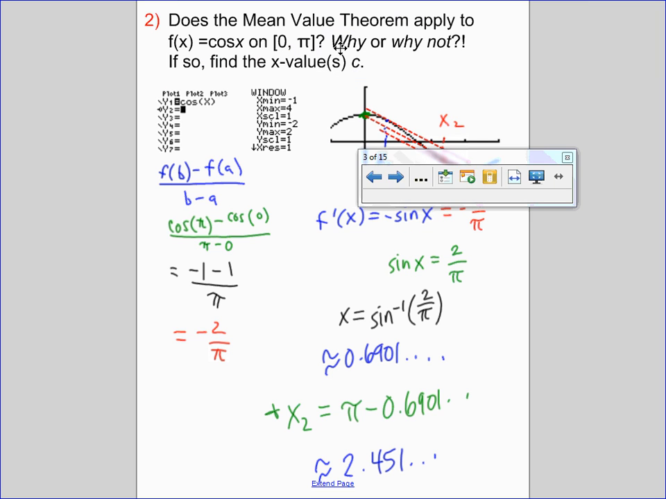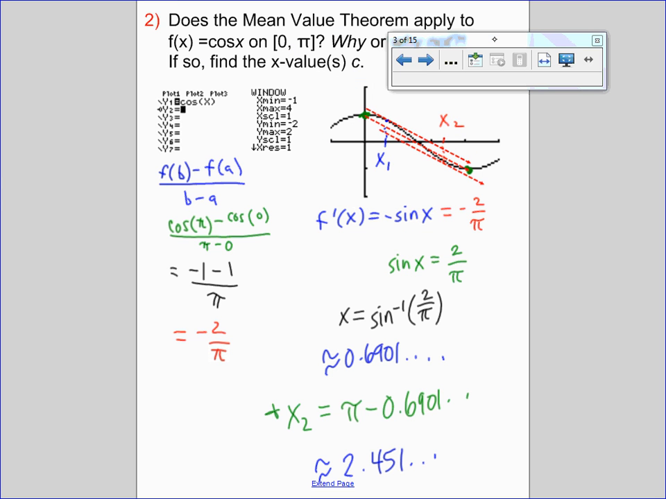So in this case, there were two places where the slope of the curve was the same as the slope of the secant line. That's pretty awesome. What questions do you guys have about our Bellwork today?